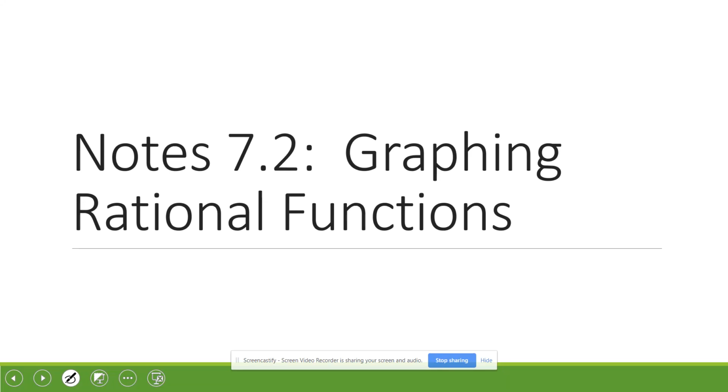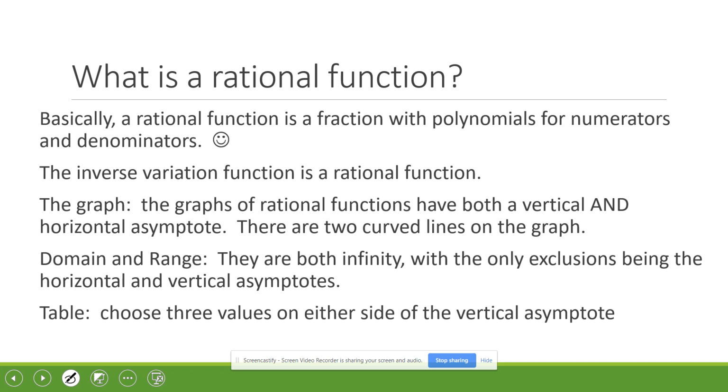Welcome back, everybody. Starting our new chapter on rational functions. And of course, we always want to start with graphing. So a rational function is basically a fraction that has polynomials for numerators and/or denominators. The inverse variation function is a rational function. The parent one looks like that.